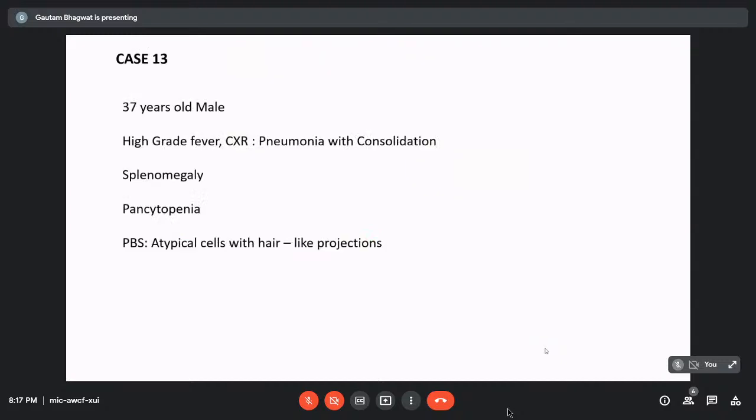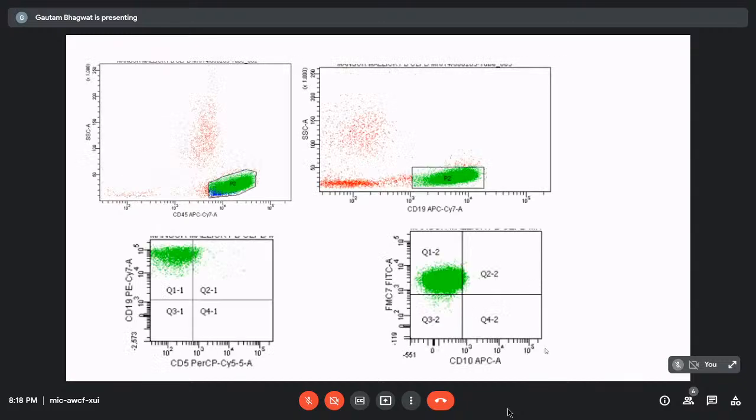37 years old male, high grade fever, pneumonia with consolidation, splenomegaly, pancytopenia, atypical cells with hair like projections. Now pancytopenia again is important, because the bone marrow cannot release the cells because of the fibrosis present, you get a pancytopenia, but you would find these atypical cells which have hair like projections.